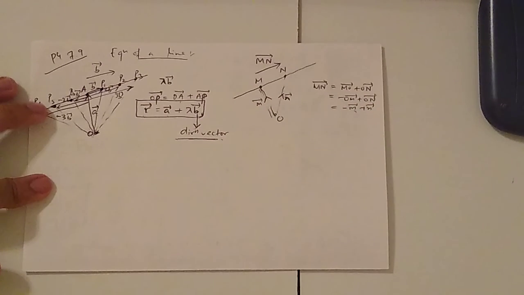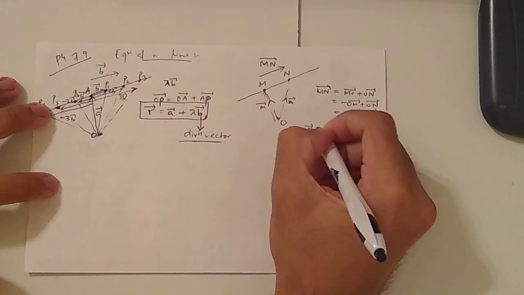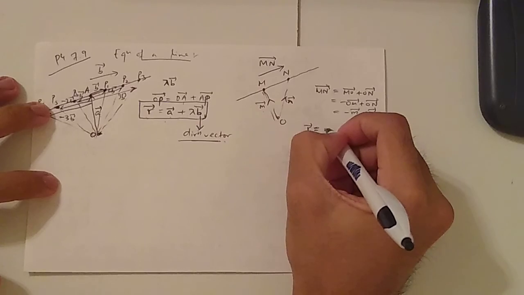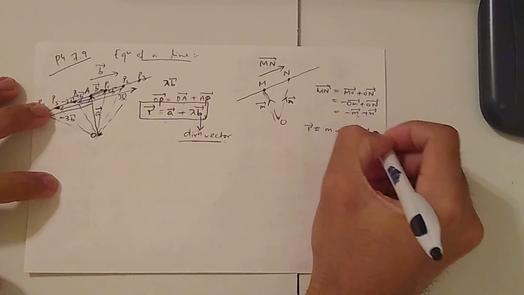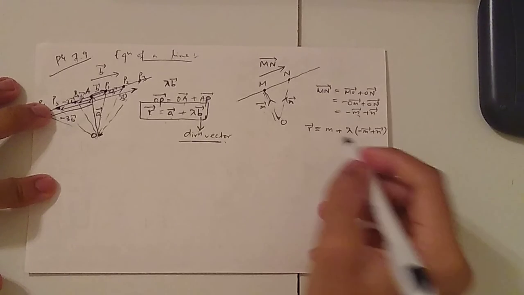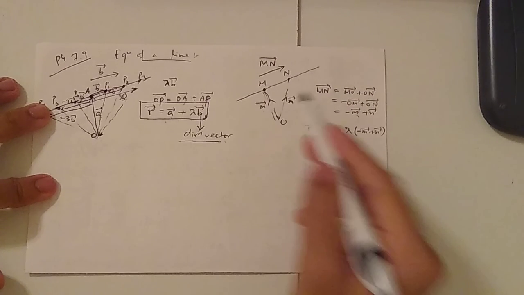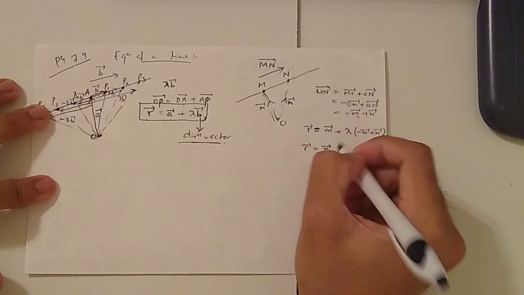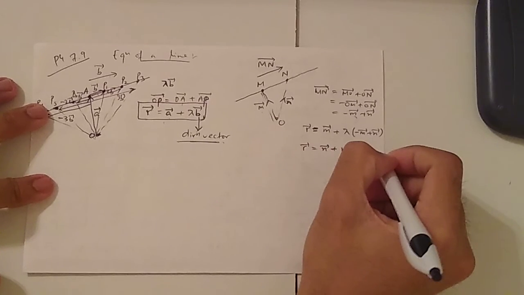So you get your direction vector, and then the rest is simply using this formula. Therefore r is equal to, we can use M or N, so r is equal to M plus lambda times (minus M plus N). If you want to use N, in that case r is equal to N plus mu times (minus M plus N).